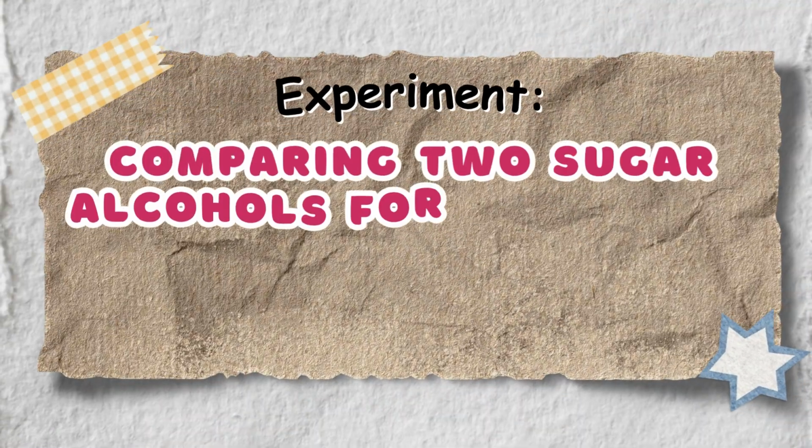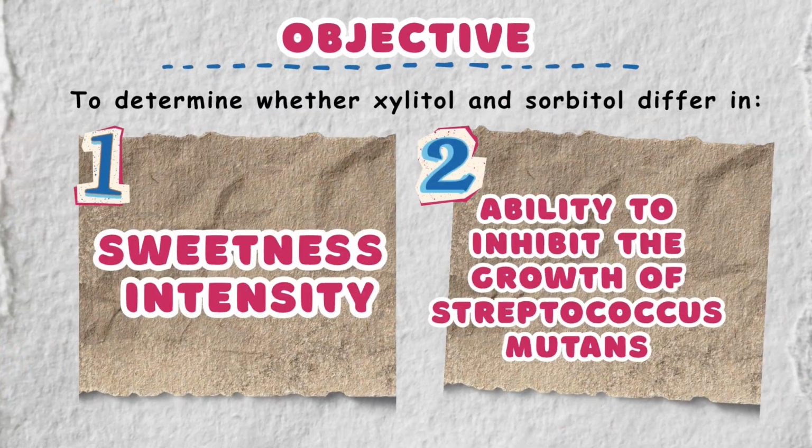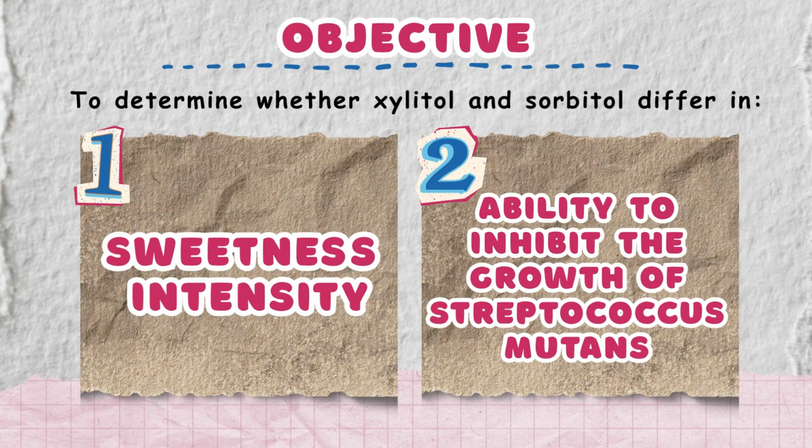So now moving on to our experiment, we are comparing two sugar alcohols for sweetness and bacterial growth inhibition. Our objective is to determine whether two sugar alcohols, xylitol and sorbitol, differ in sweetness intensity, and second, in their ability to inhibit the growth of Streptococcus mutans. This is in order to evaluate whether these substances appear to possess anti-carcinogenic potential.